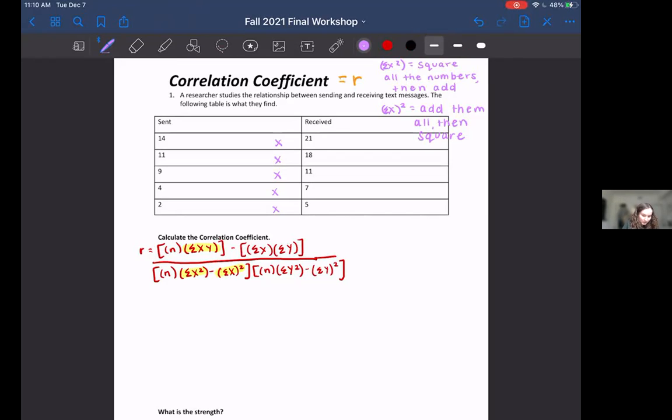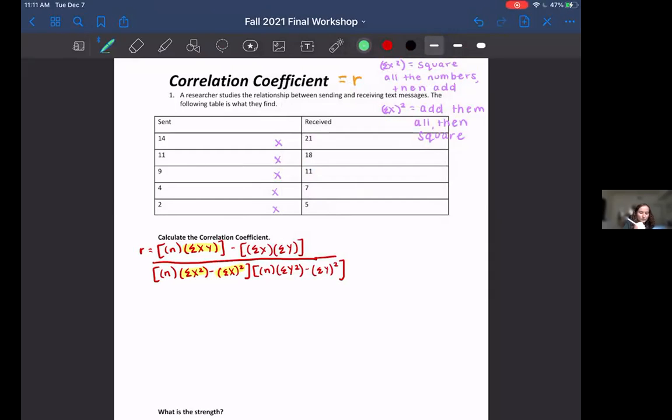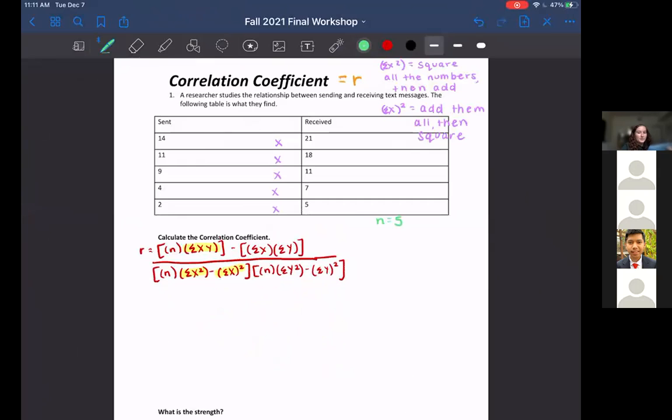Okay, so then let's plug in all the numbers. We should be able to do all of that now. So let's start by doing N. Can anyone tell me what our N should be? 10? Okay, good. So close. For this one, you just want to count how many pairs there are. So yes, there are 10 total, but we want to count how many pairs there are, so we would just divide 10 by 2. So it would just be 5 pairs. Good. Thank you for answering.